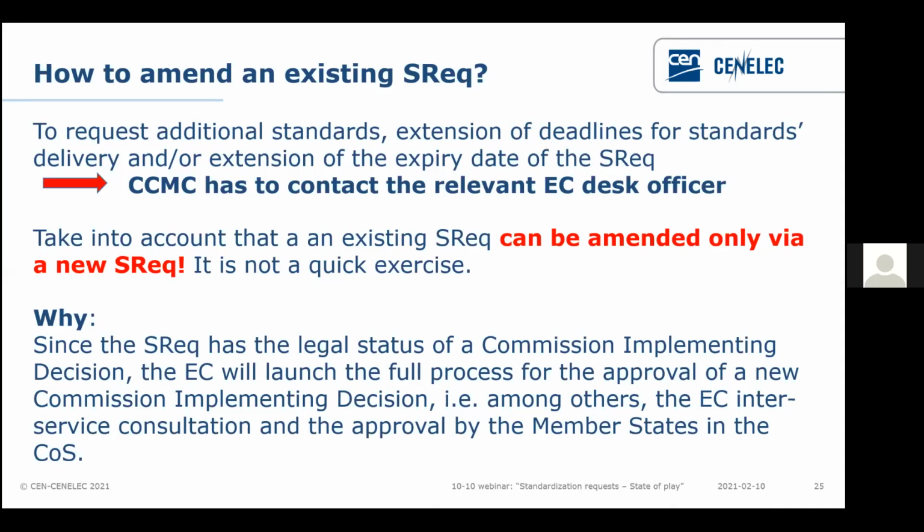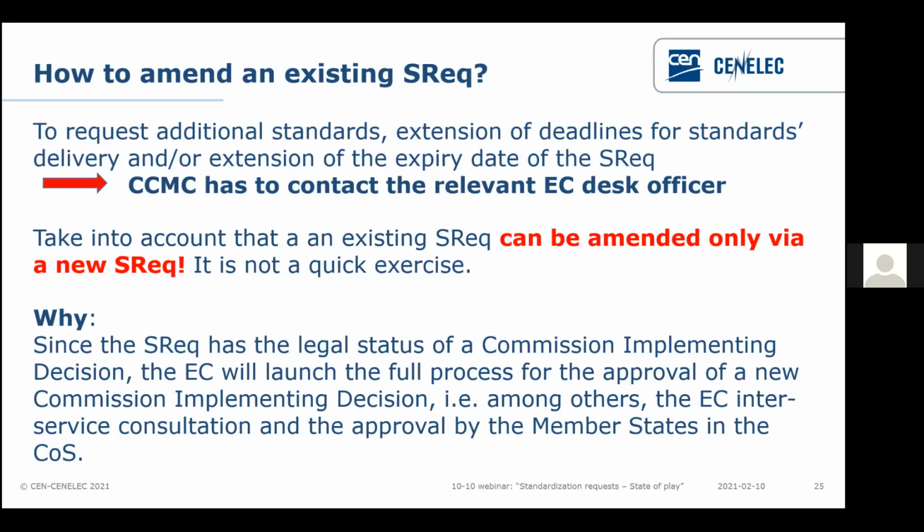But if the European Commission agrees to accommodate, how can an extension of a deadline or additional standards or an extension of the expiry date be granted? Only via a new standardization request. Of course, the request goes through CCMC that will contact the relevant EC desk officers. And then, if they decide to satisfy this request, they will launch the process for an amendment of the standardization request, which is de facto a new standardization request. So this is not a quick exercise.